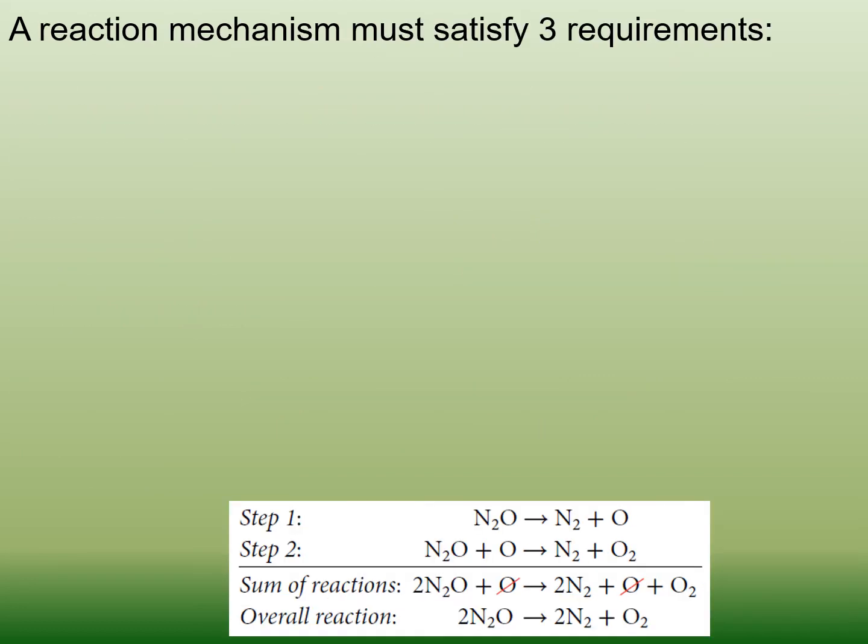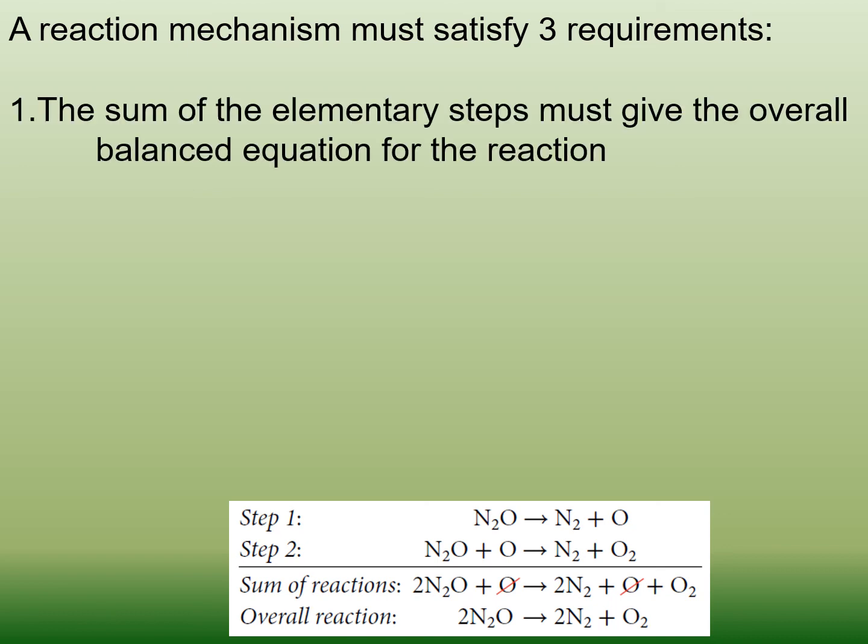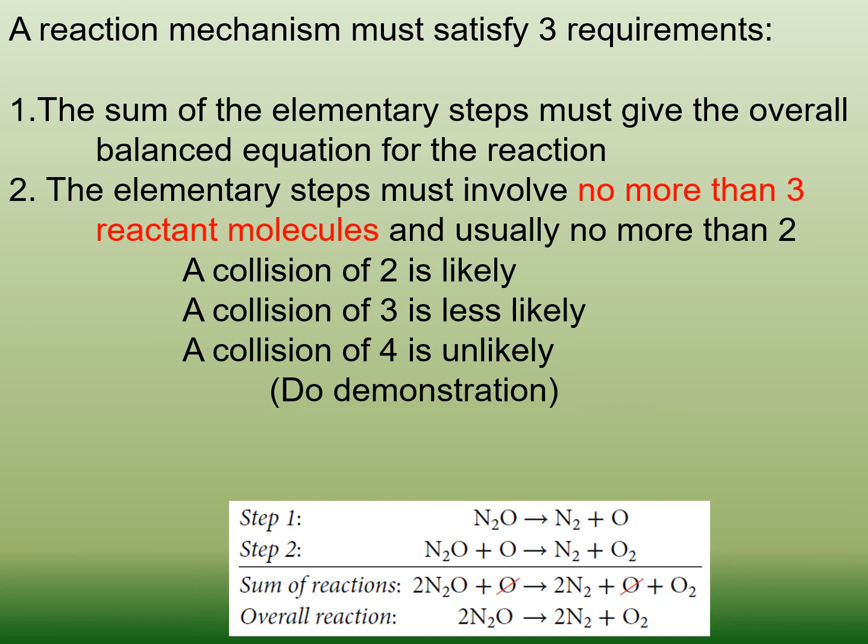A reaction mechanism must satisfy 3 requirements. First, the sum of the elementary steps must give the overall balanced equation for the reaction. Second, the elementary steps must involve no more than 3 reactant molecules and usually no more than 2, because a collision of 2 is likely, a collision of 3 is less likely, a collision of 4 is unlikely.